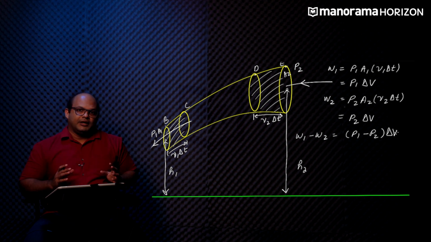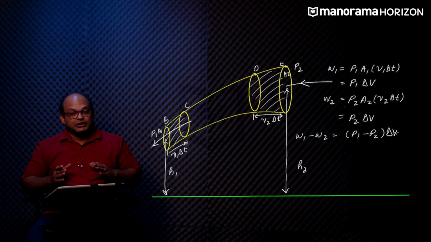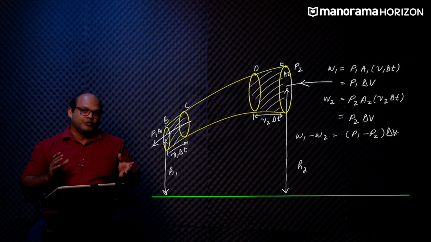Now, the total amount of work done does not tell us how this work is being converted inside the fluid. Some part of this energy will be used in changing the kinetic energy of the fluid. Some part of it will be used in changing the potential energy of this fluid. So we have to treat these two terms separately.